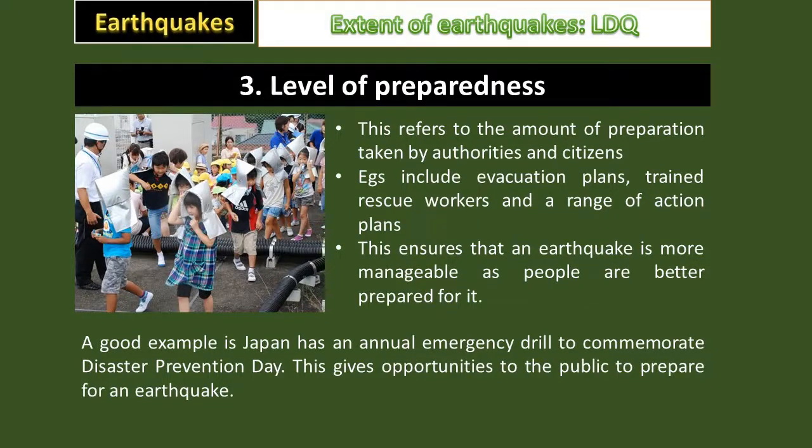Level of preparedness is the third factor. A country that is more prepared will definitely be able to reduce the damage of an earthquake. However, this requires the cooperation of both authorities and citizens. Examples of preparedness measures include having an evacuation plan and ensuring that there are trained rescue workers. When the people are prepared, they will be able to react rationally and the level of panic will be lower. A good example of a country that has an annual emergency exercise is Japan. This exercise is called Disaster Prevention Day, where everyone is involved in the various emergency drills.